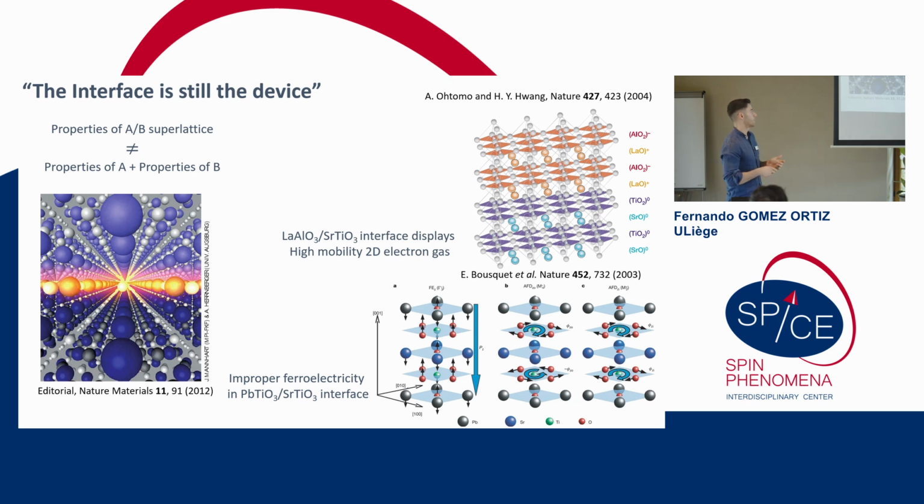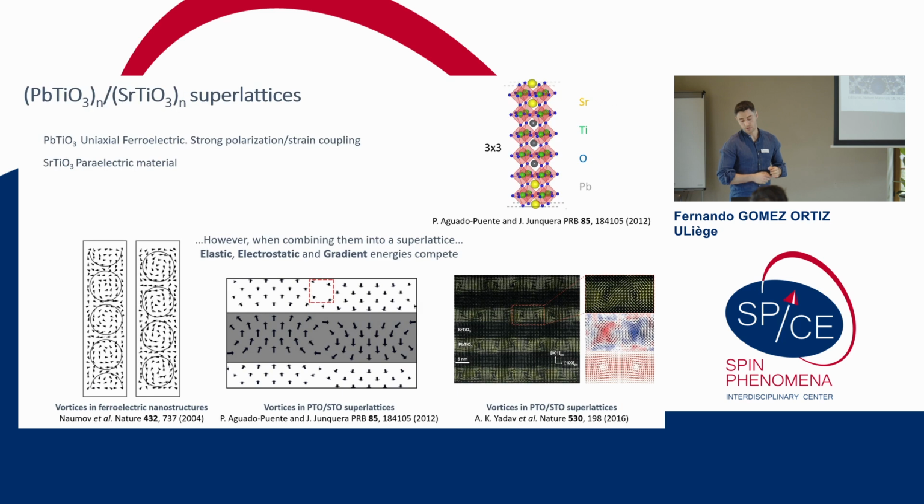So one particular famous example is the emergence of a high mobility two-dimensional electron gas in the interface between two insulating materials, as is the case of lanthanum aluminate and strontium titanate. Or again, more centered in the topic of this work, the emergence of topological textures when we embed superlattices of ferroelectric and dielectric materials.